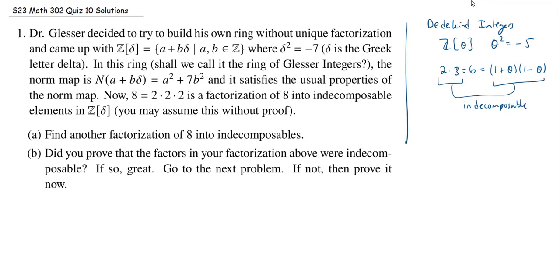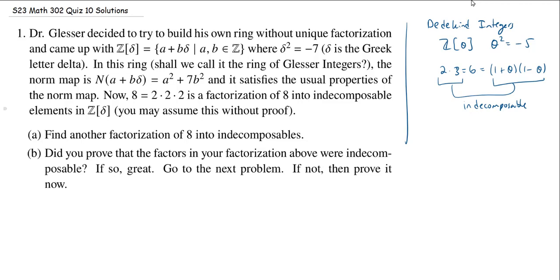All right, so here we are coming up with a new ring, Z delta, and here delta squared is equal to -7. There's a norm map, just like before, only now instead of the norm giving you a squared plus 5b squared, which is what happened for the Dedekind integers, it gives you a squared plus 7b squared, and I just tell you it satisfies the usual properties of the norm map. The most important, of course, is the multiplicativity property.